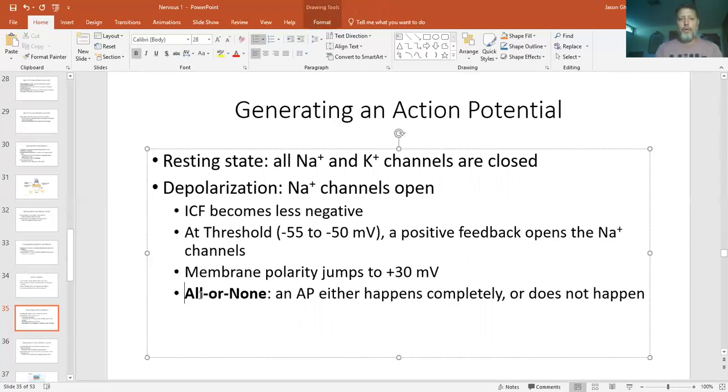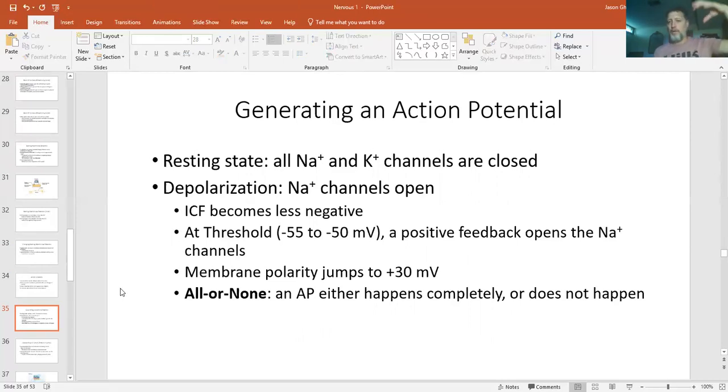Again, all or nothing. Once the threshold is met, the action potential is going to complete. It's going to go all the way to that positive 30. It's not going to go to negative 40, negative 30, and stop and go back. Once you reach that threshold, the sodiums are just going to rush in. This is the depolarization. So remember, it's polarized. We have positive on the outside and negative on the inside. The positives move in, so it depolarizes. We end up where there's not a positive and a negative. It becomes positive.